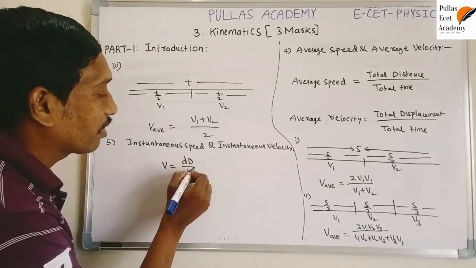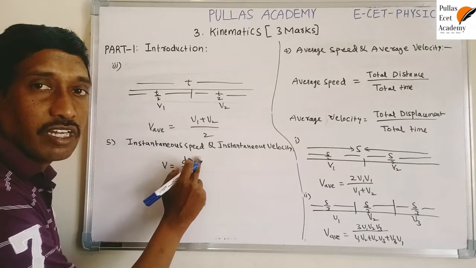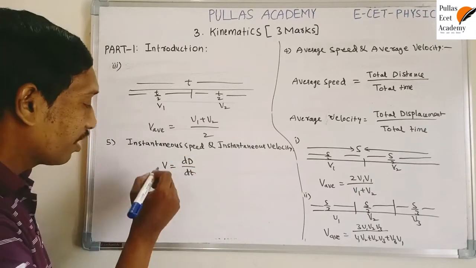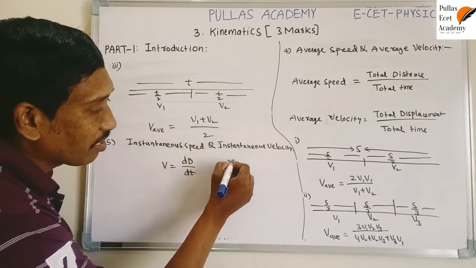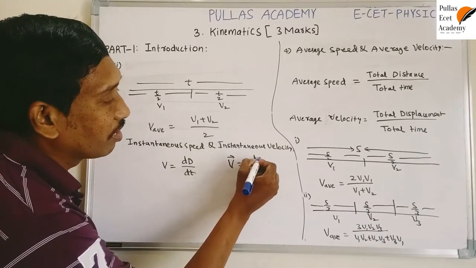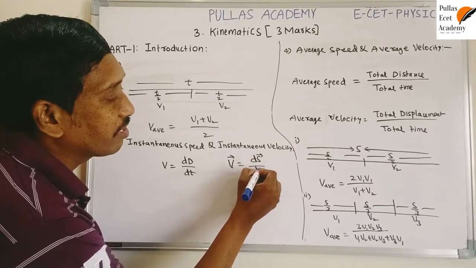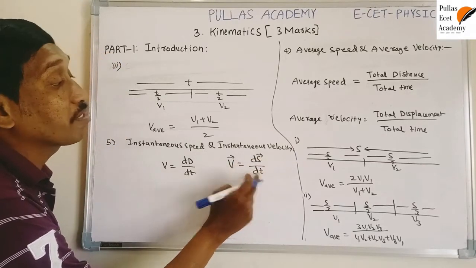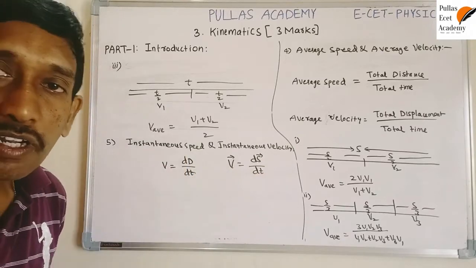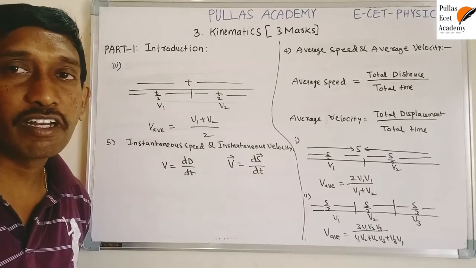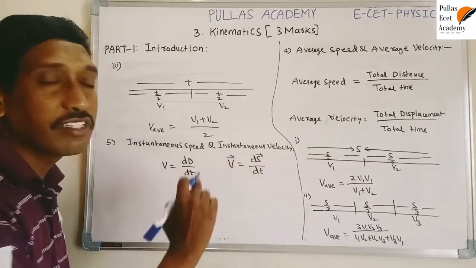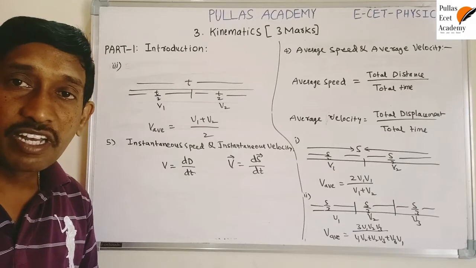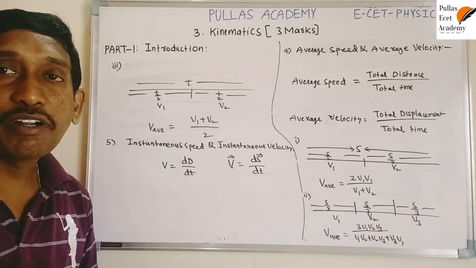This is the formula. Mathematically, differentiate the distance with respect to time and you get instantaneous speed. In the same way, instantaneous velocity v bar is equal to ds bar by dt. This expression means differentiate the displacement with respect to time. What is differentiation? Sometimes differentiation is asked. That means displacement is given in terms of time and you have to differentiate. Differentiate means decreasing the order of the function.